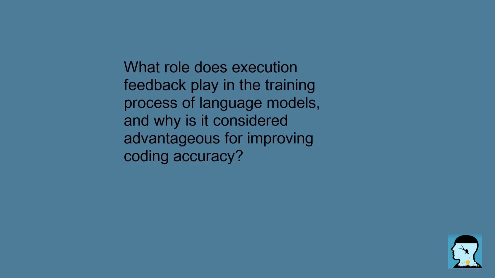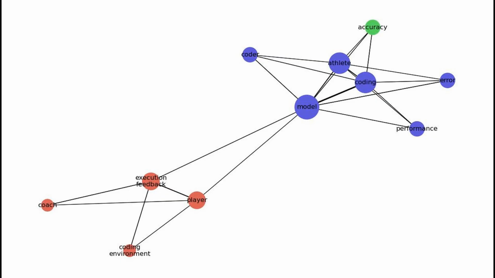What role does execution feedback play in the training process of language models, and why is it considered advantageous for improving coding accuracy? Execution feedback plays a crucial role in training language models, acting like a coach guiding a player during practice. When a model tries to write code and gets it wrong, execution feedback is the information that tells it where it made a mistake, similar to a coach pointing out what needs improvement after each play.